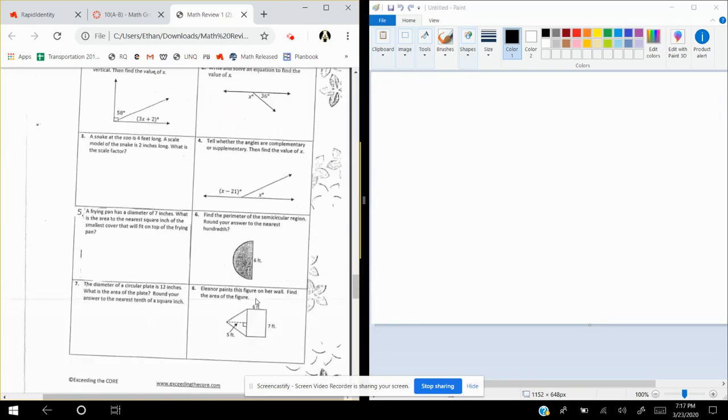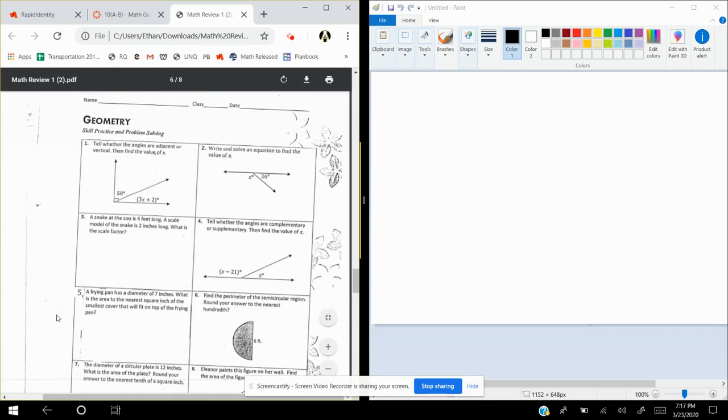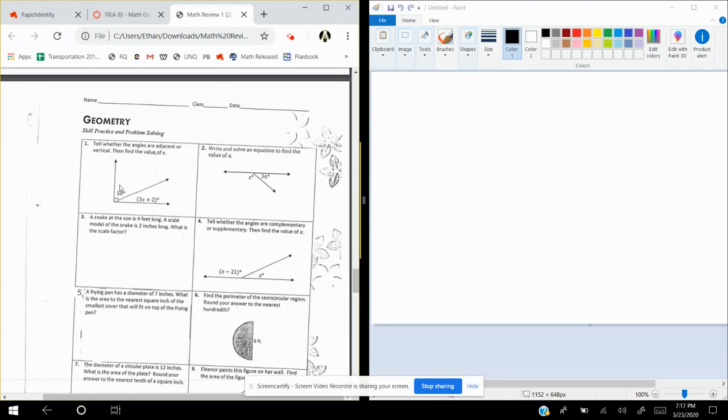This one has 8. Again, I'm only going to do 4 problems because I don't want to give you every single question, every single answer to all the problems here. So I'm going to show you some examples. I am going to be going over 1, 3, 5, and 6.